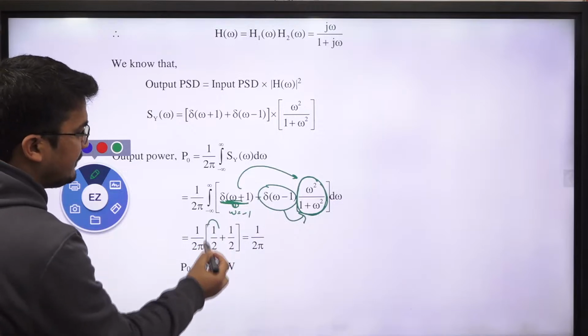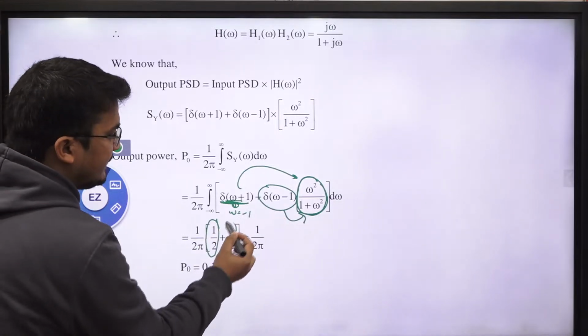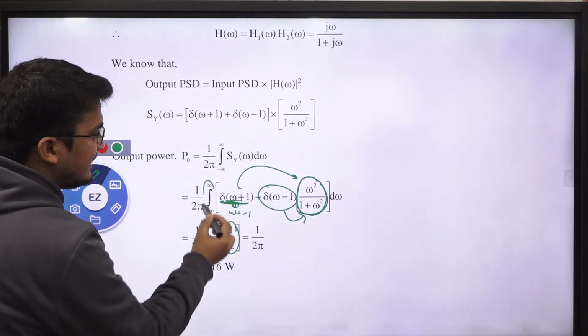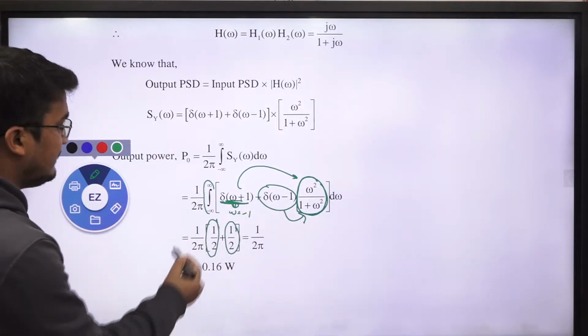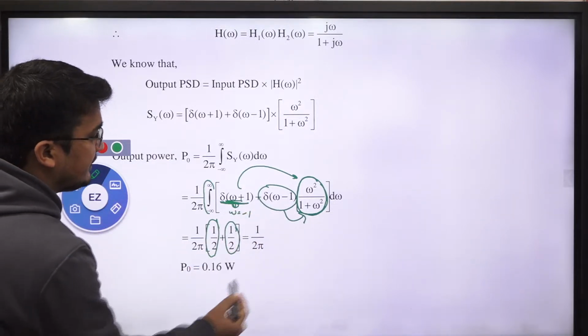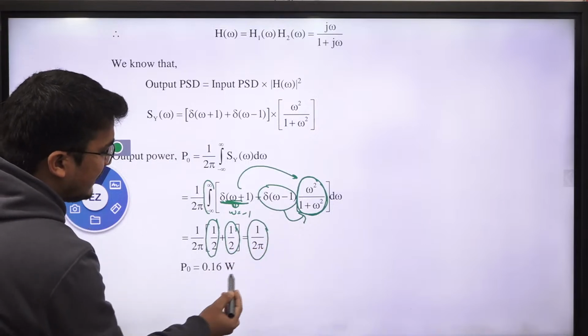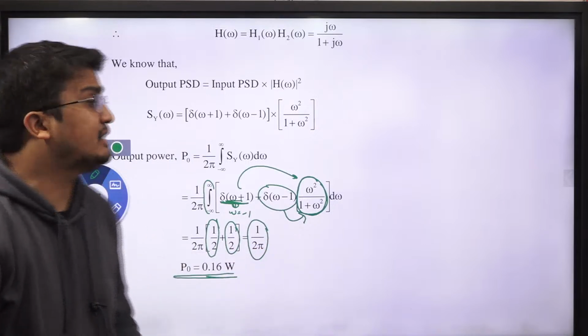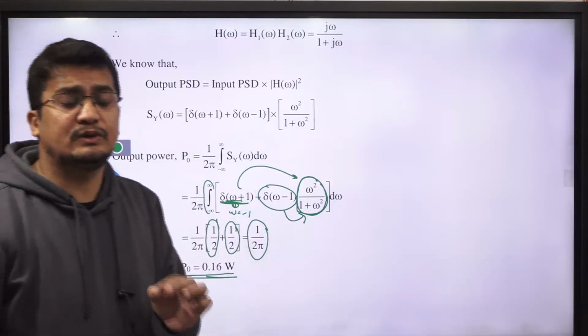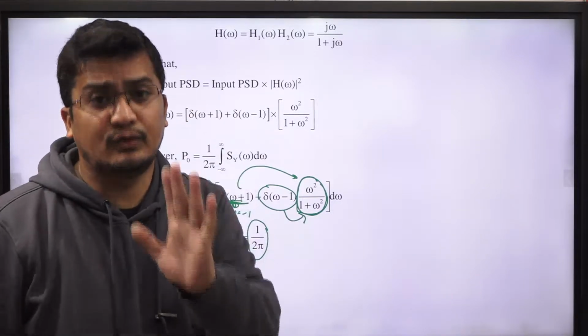It will be 1 by 2. Again, the same thing here, 1 by 2. And since integration is here, the impulse will be there. Area under the curve of the impulse is 1. So the answer will be 1 by 2 pi times (1 by 2 plus 1 by 2). It will be 1 by 2 pi, and you will end up getting 0.16 watt. Right now I am teaching you, that is why it's taking a lot of time. Honestly, as a student, it will not take more than 40 seconds if you know the answer.